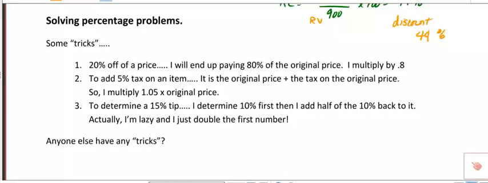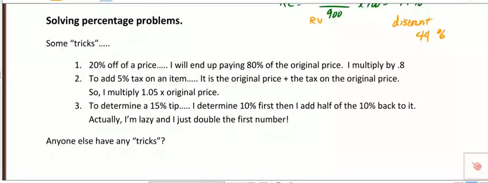So let's wrap up section 3A with some percentage problems. But before we look at some problems, I want to give you some of the tricks that I use when I'm at a restaurant or in a department store having to calculate a tip or a discount. Let me give you some of the tricks that I use in the real world, because remember, this course is about math in the real world.